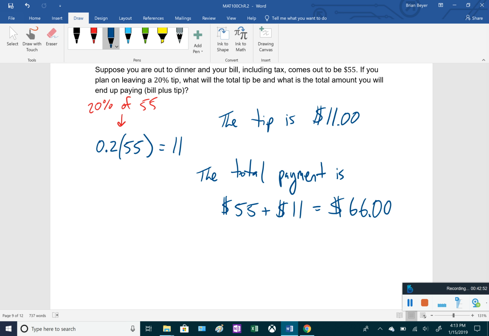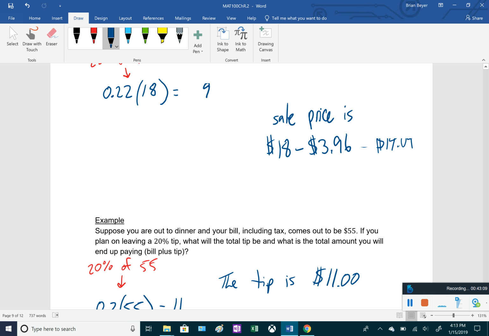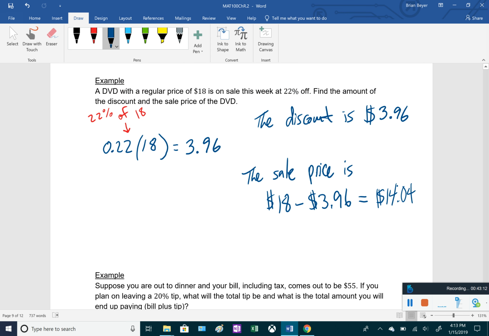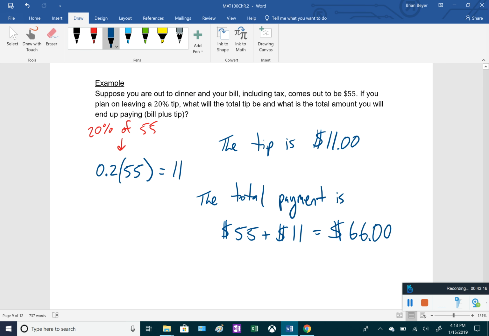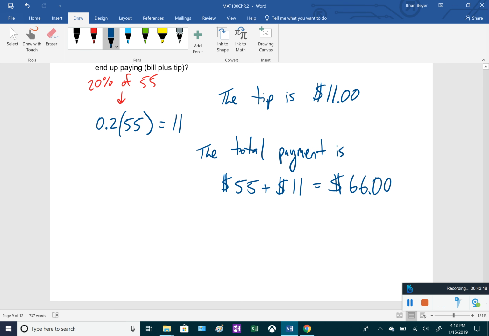Okay, so to figure out what percentage of something is, you change the percent to a decimal and you multiply by it. In this case, we had to add the tip to the total, so we just added that percentage to it. And in the case before it, we had to subtract it because it was on sale. Okay, so that is it for section R2.